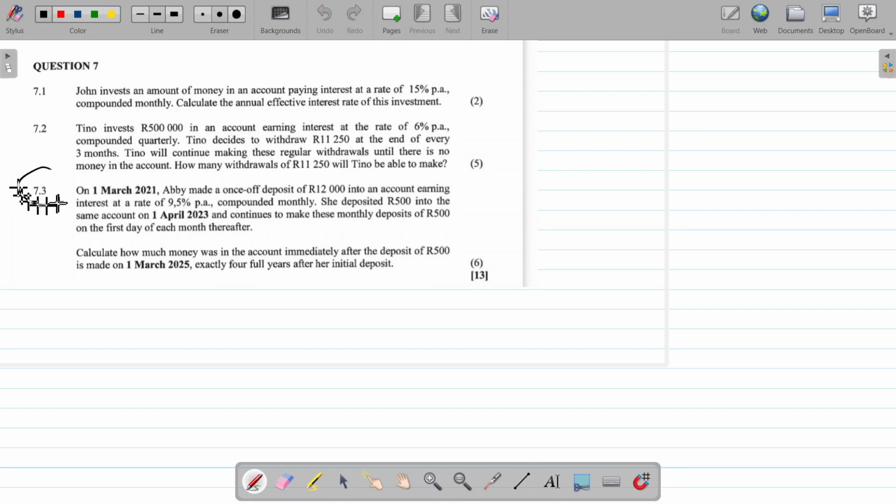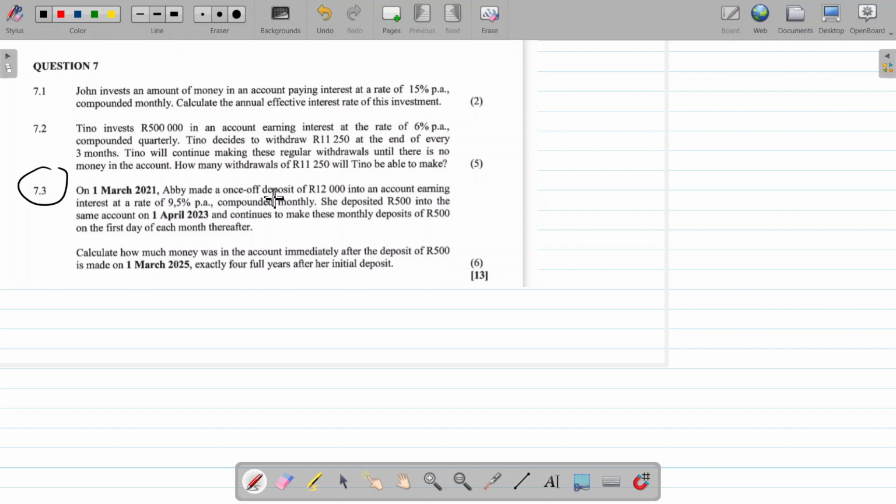Now let's head over to question 3. On the 1st of March 2021, Abby made a once-off deposit of 12,000 rands into an account earning interest at a rate of 9.5% per annum, compounded monthly. She deposited 500 into the same account on the 1st of April 2021 and continues to make these monthly deposits of 500 on the final day of each month thereafter. Calculate how much money was in the account immediately after the deposit of 500 is made on the 1st of March 2025, exactly 4 full years after her initial deposit.